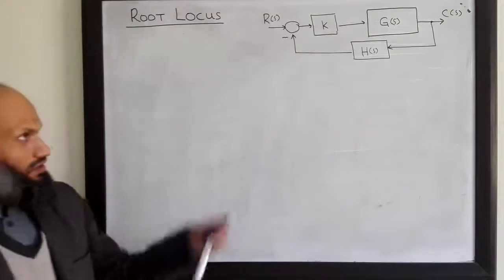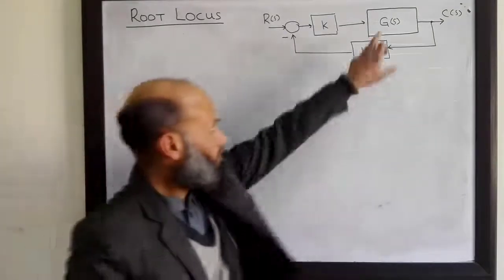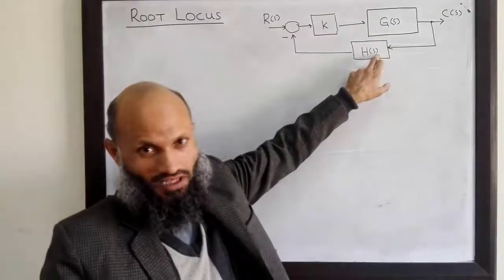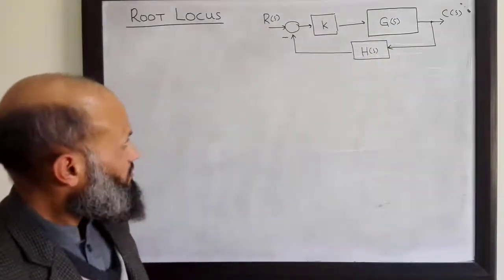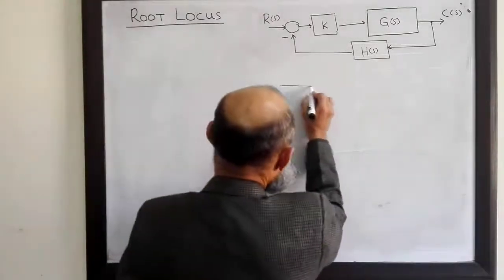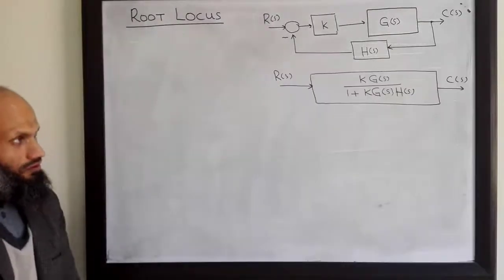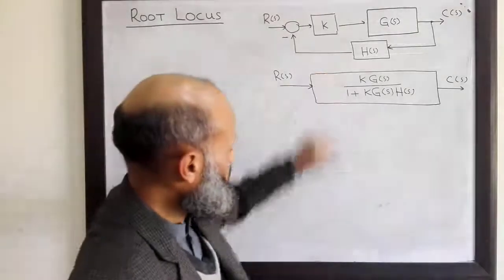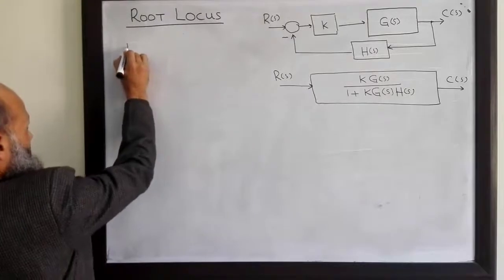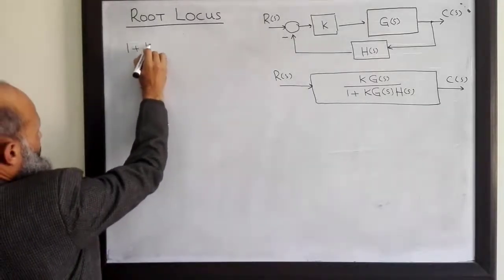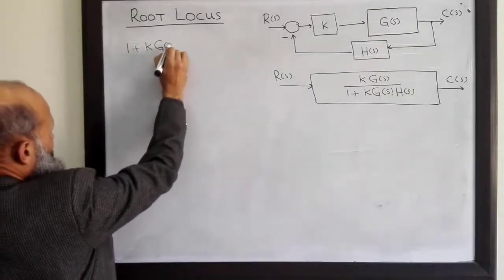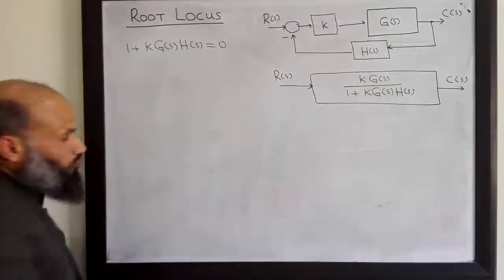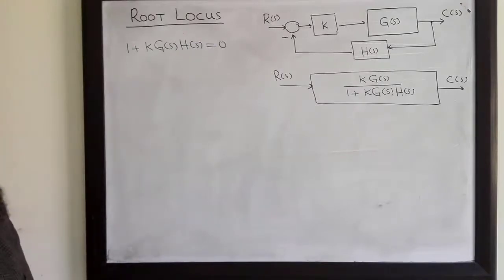Now we are considering a general system with the forward transfer function G(s) and a transfer function in the feedback path H(s). The closed loop transfer function is given by, so where are the closed loop poles? Closed loop poles, you remember, are the roots of the denominator polynomial. That is, all the values of s which satisfy this equation are the poles of the closed loop system.